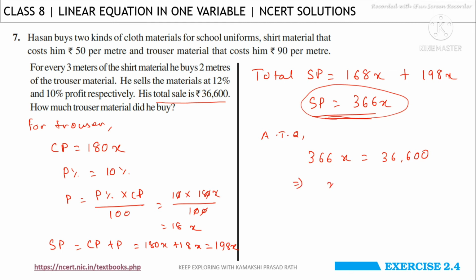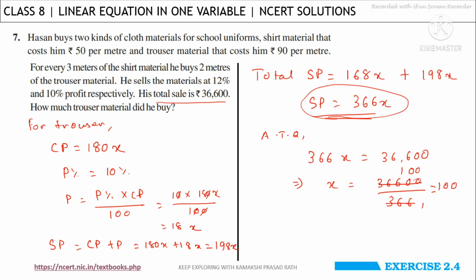So both are the same. So x equals 36,600 by 366. We can cancel out 366 for the 366 and the 00. So we get 100. Now x is 100.